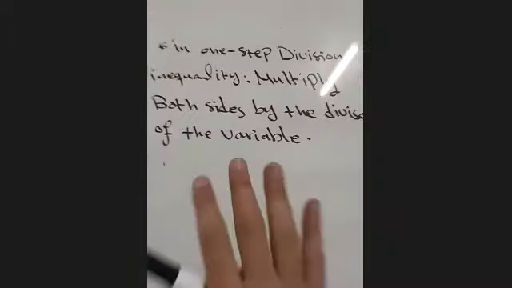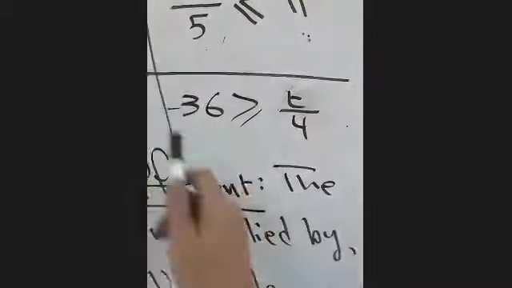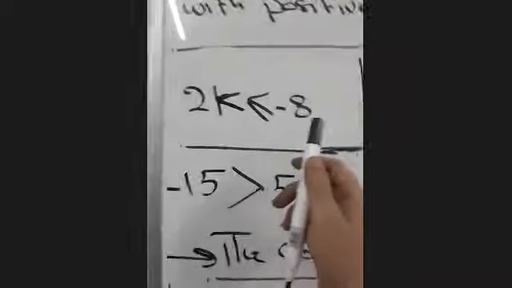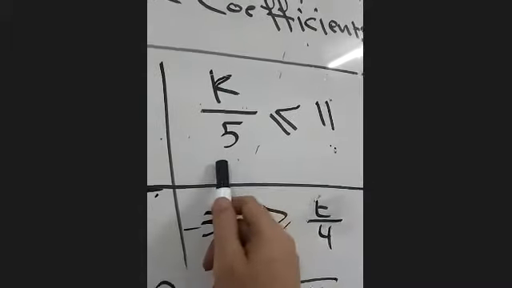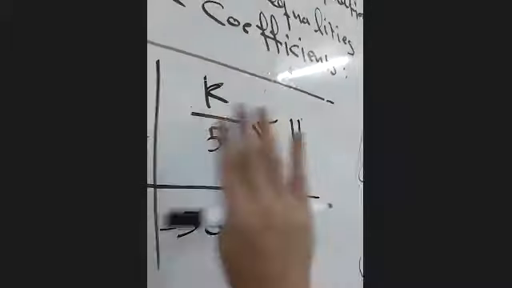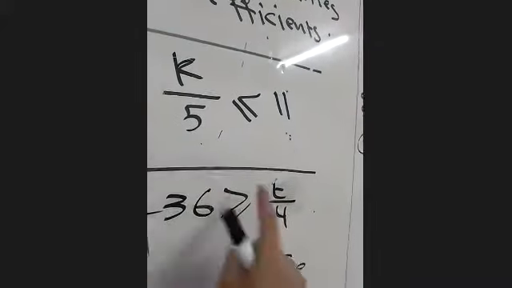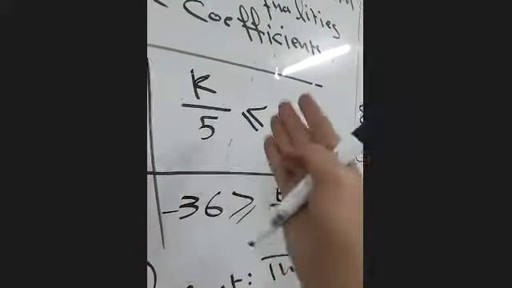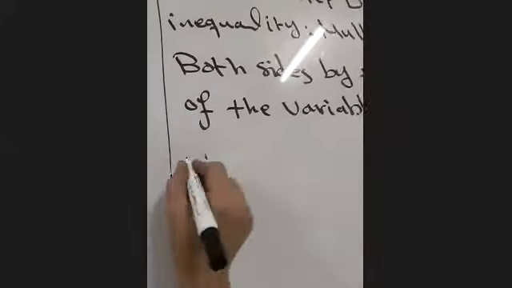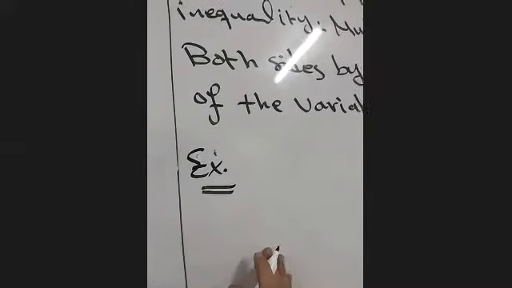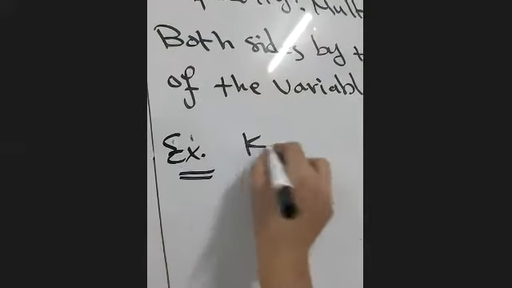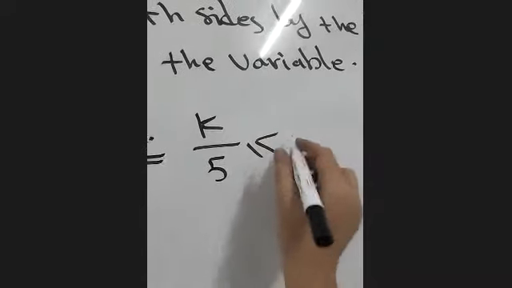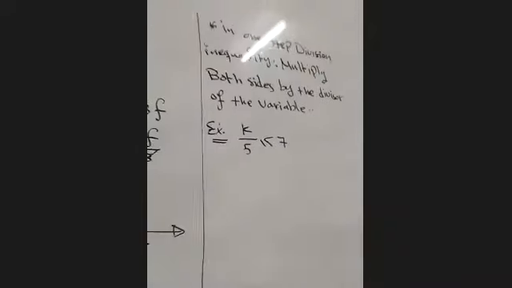So the divisor, guys, is 4. In this one, the divisor of the variable is 4. Here, the divisor of the variable is 5. So what we will do, we will multiply both sides by the divisor of the variable, whether it's on the left or on the right. For example, solve the following inequality. Let's say k over 5 less than or equal to 7. How will we solve it, guys?